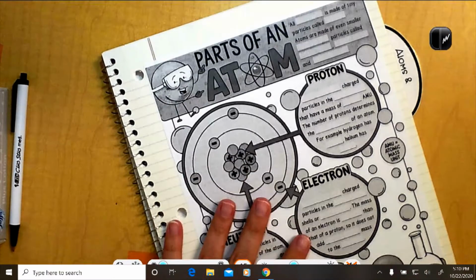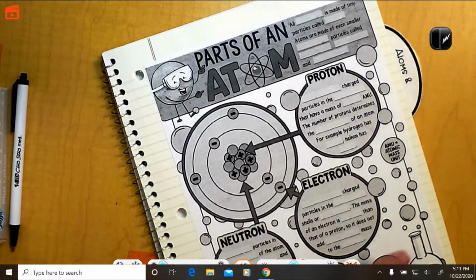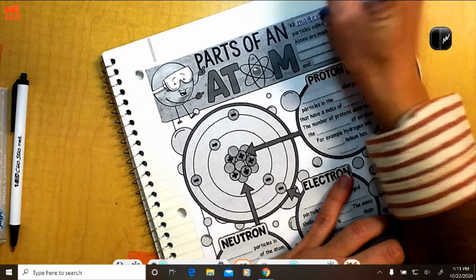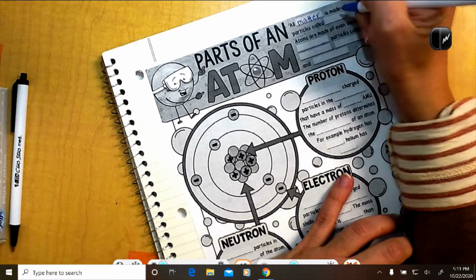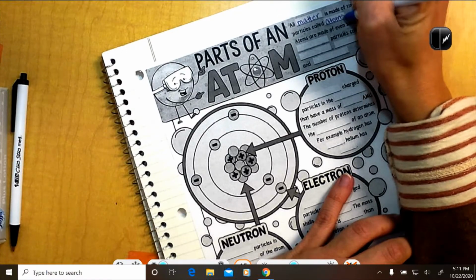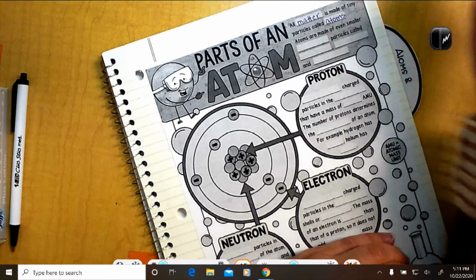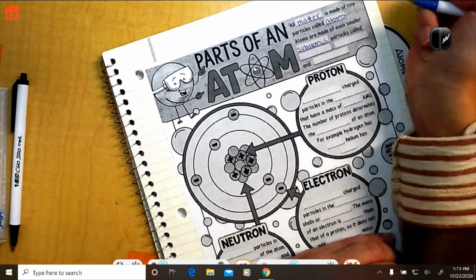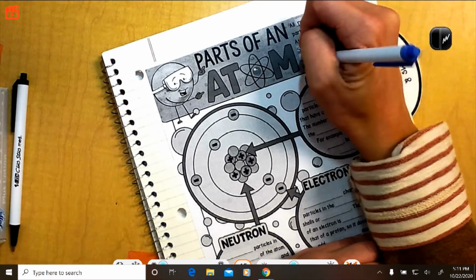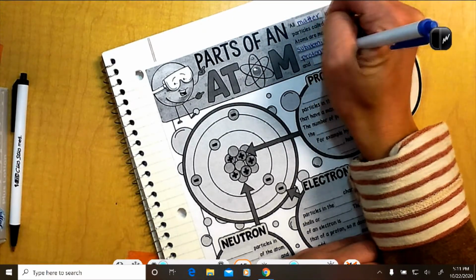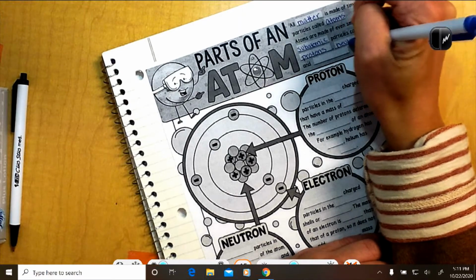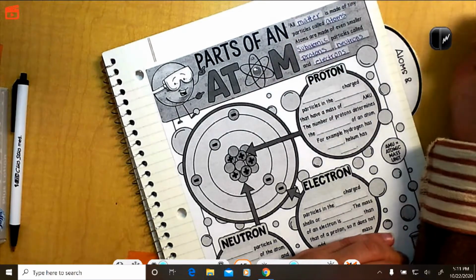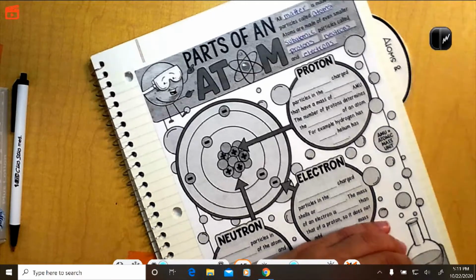Okay, so back on page 4, parts of an atom. Let's check your work. All matter is made of tiny particles called atoms. Yup, you were right. Atoms are made of even smaller subatomic, that means smaller than an atom, particles called, yup, you guessed it, protons, neutrons, and electrons. If you didn't get those 3, I'm going to cry. We've been working on those same words for like 3 days.